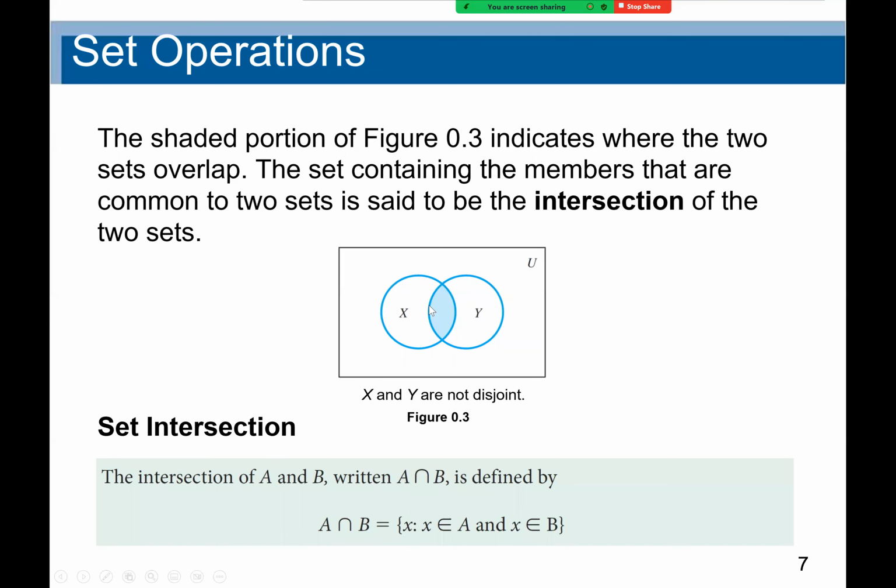So that's what they tell us. The shaded area here is called the intersection of two sets. Intersection of two sets means the elements in X and Y are the same. And we use the symbol upside down U. So intersection of A and B is written as A intersect B. And is defined as x, all the elements in A that are also in B. A intersect B.